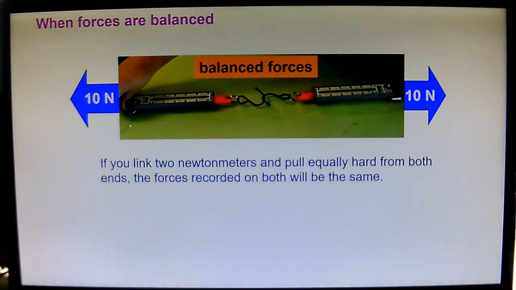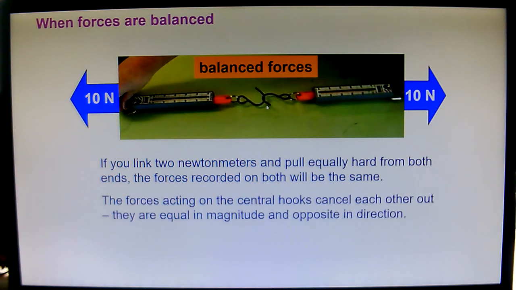Because those two forces are the same size, my arrows are the same size, even though they're in opposite directions. And that makes my forces balanced. Because they're the same size, or the same magnitude, and magnitude is a nice science word, although they're opposite in direction, the forces are balanced, so they cancel each other out. So the 10 newtons pulling to the left cancels out the 10 newtons pulling to the right. So in this case, the hooks don't move.